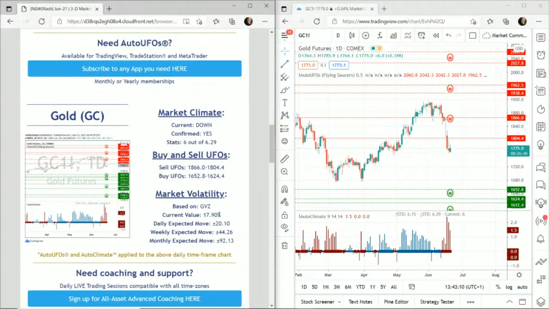And when it comes to volatility, we'd expect in a year movement up or down of 17.9%, which tells us in a day up or down of 20.1 points, in a week up or down of 44.26 points, and in a month up or down of 92.13 points. So that is gold. Overall probability down for the time being.